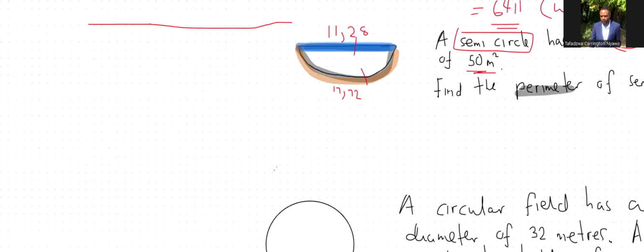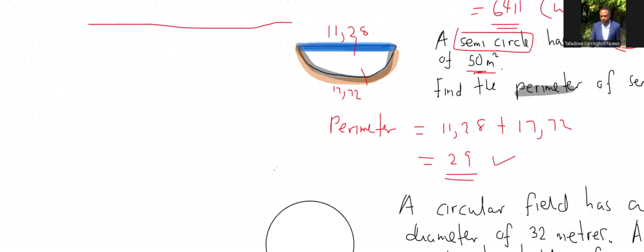So now I can then conclude by saying perimeter is equal to 11.28, which is going to be the diameter, plus the 17.72, which will give me 29. So the perimeter is 29. I am done with this question. All right, I'm done with the question.